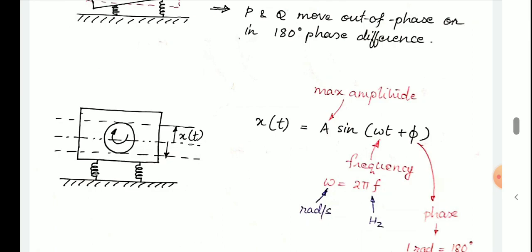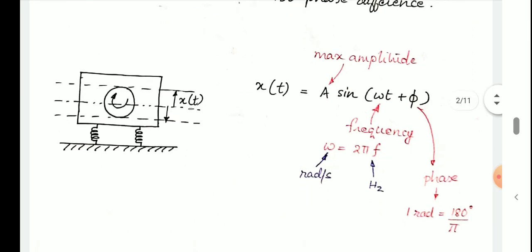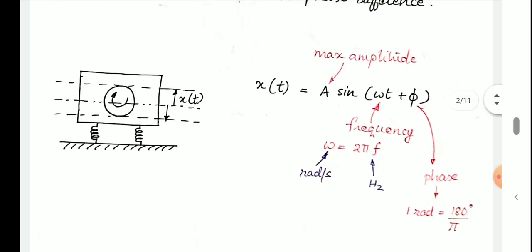Here the sine term is given only to make us understand that this is a periodic, oscillating, harmonic kind of motion, where the capital A defines the maximum amplitude of that particular displacement, how much it can move from its mean or datum position. Then omega defines the frequency in radians per second.